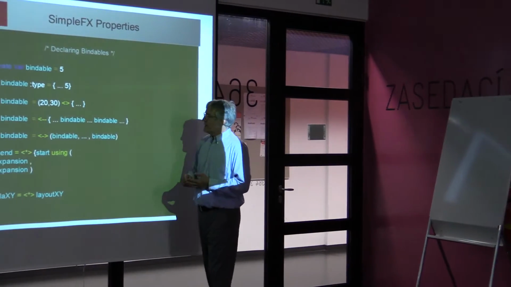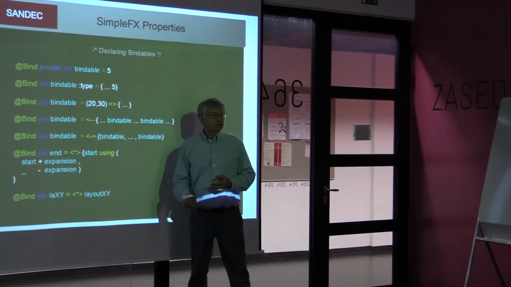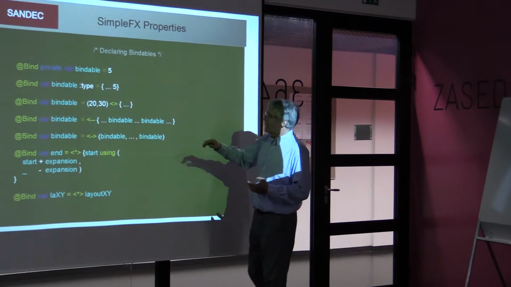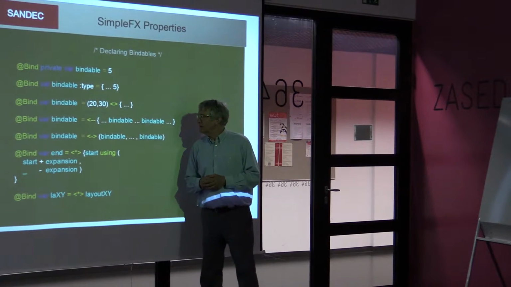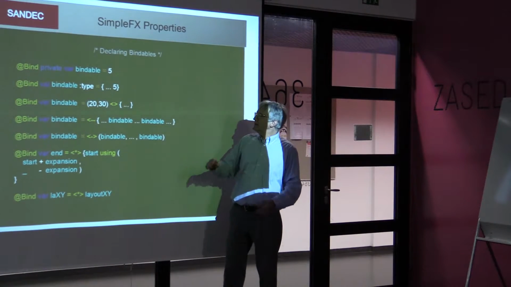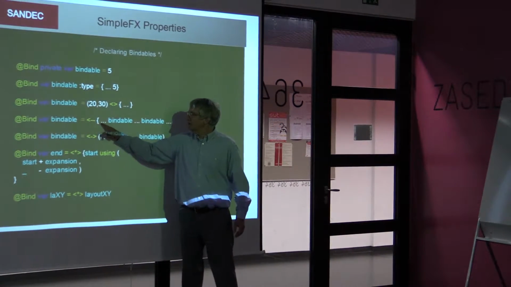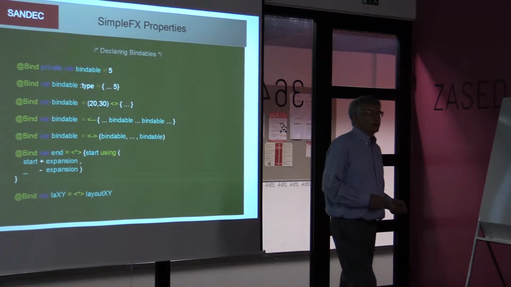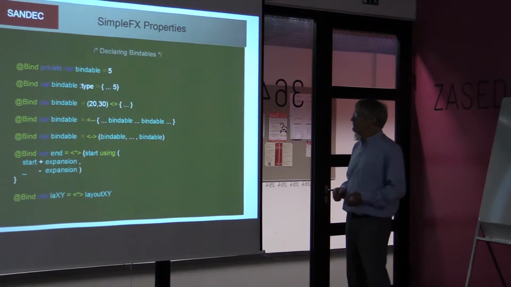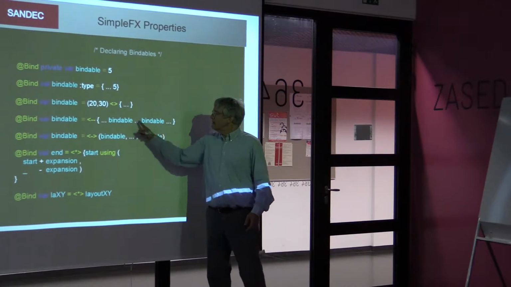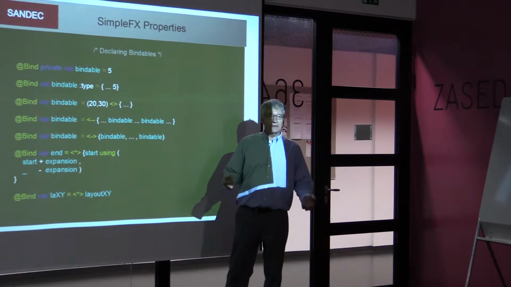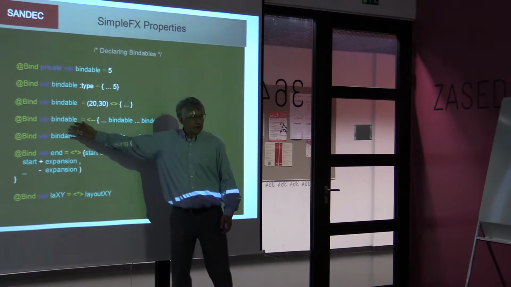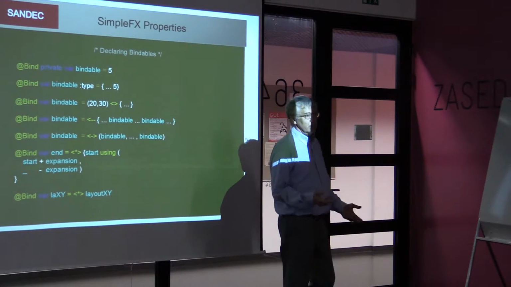This one is a binding operator. This line means I declare a variable called bindable, and this one is bound to this expression, which again might consist of a lot of bindables. What happens then is, if any of those bindables change, if they get a new value, then the whole expression is recalculated and assigned to the variable bindable which is declared.